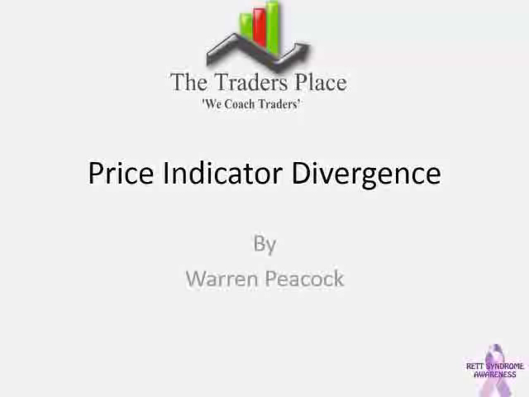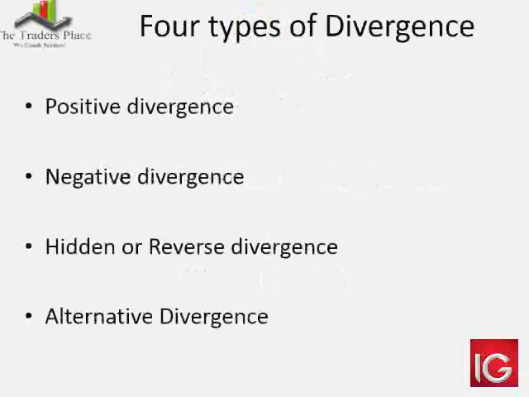Good afternoon, everybody. Today we're going to look at divergence between price and various indicators. I didn't choose a lot of indicators, I just picked the more common ones. But let's start out. There are 4 types of divergence: positive divergence, negative divergence, hidden or reverse divergence, and then I've also thrown in some alternative divergences that are not often looked at.